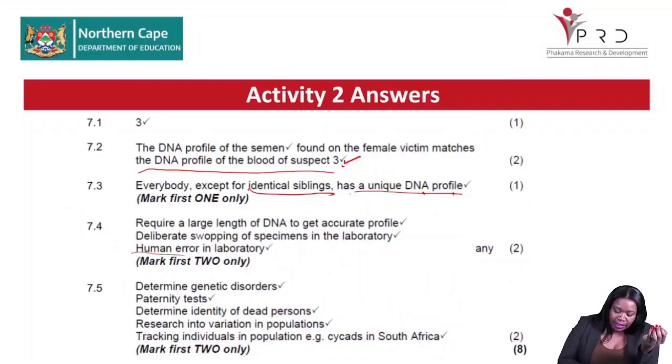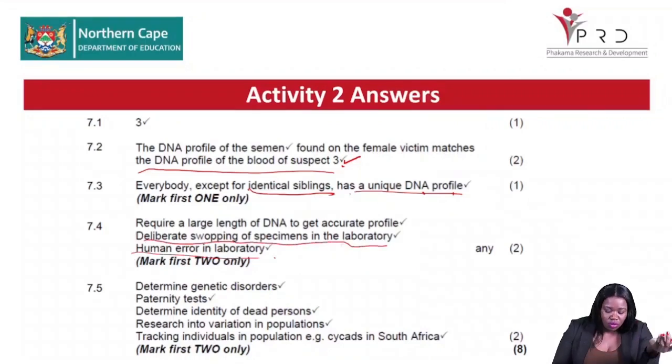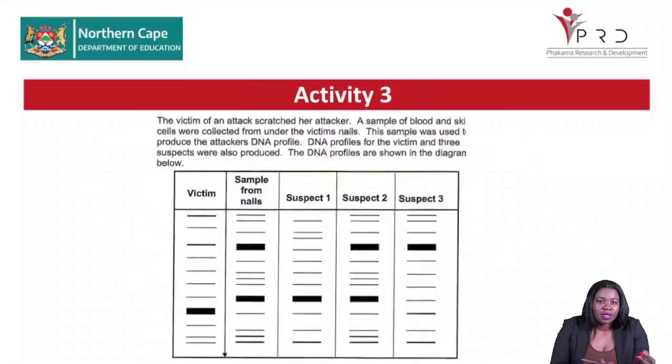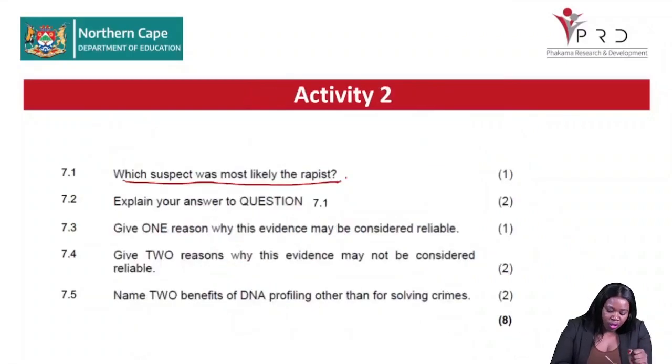So human error in the laboratory can lead to some mistakes. Deliberate swapping of specimen in the laboratory could be one of the reasons why we can say it is not reliable. And also, this requires a large length of DNA to get an accurate profile. So by simply taking a small portion, that can lead to some inconsistencies. However, if a bigger sample was taken, then we could say that the results are more reliable.